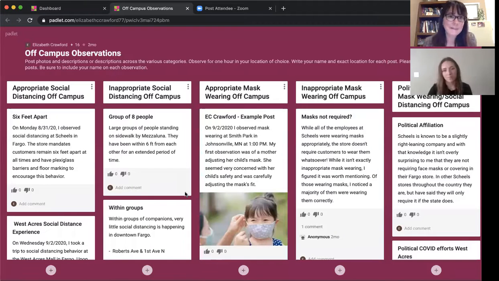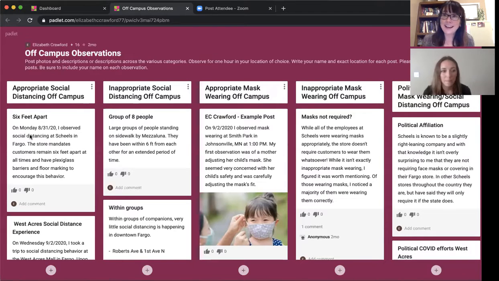So here is our Padlet, and you can see that we had different categories that students could contribute to. Here I have off-campus observations, which was the group that Sadie contributed to. We had a variety of categories that students could contribute to on or off campus. Like I said, this is the off-campus one, but we looked at appropriate social distancing off campus, inappropriate social distancing off campus, appropriate mask wearing off campus, and inappropriate mask wearing off campus.